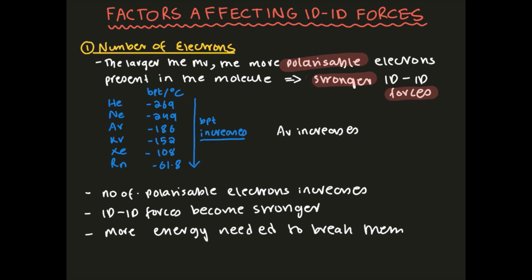So let's take a look at group 0. As you go down the group, the number of electrons is going to increase because the Ar increases. And because of that, the boiling point of the molecules also increases. As you can see from this chart, the boiling point of helium is minus 269 degrees Celsius. For neon, it's minus 249. For argon, it's minus 186, and so on. So the boiling point is increasing. And the reason for that is that the number of polarizable electrons is going to increase. And because of that, the Id-Id forces are going to become stronger and more energy will be required to break them.